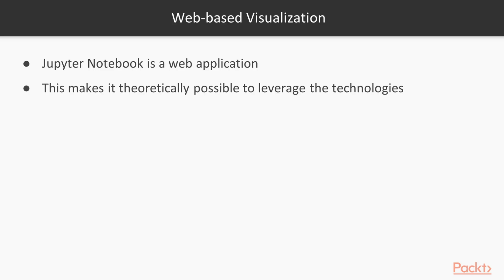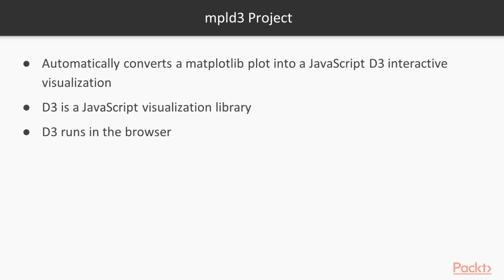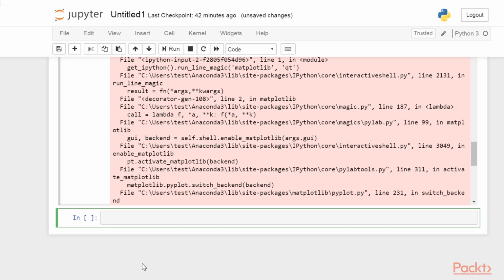Now, the web platform has seen dramatic progress in data visualization technologies in the past few years. Although this has nothing to do with Python in principle, the fact that Jupyter Notebook is a web application makes it theoretically possible to leverage these technologies in the Jupyter Notebook. For example, the mpld3 project automatically converts a matplotlib plot into a JavaScript D3 interactive visualization. If you don't know about that, let me tell you. D3 is a JavaScript visualization library that runs in the browser. We'll see it again later in this section. It's very easy to use.